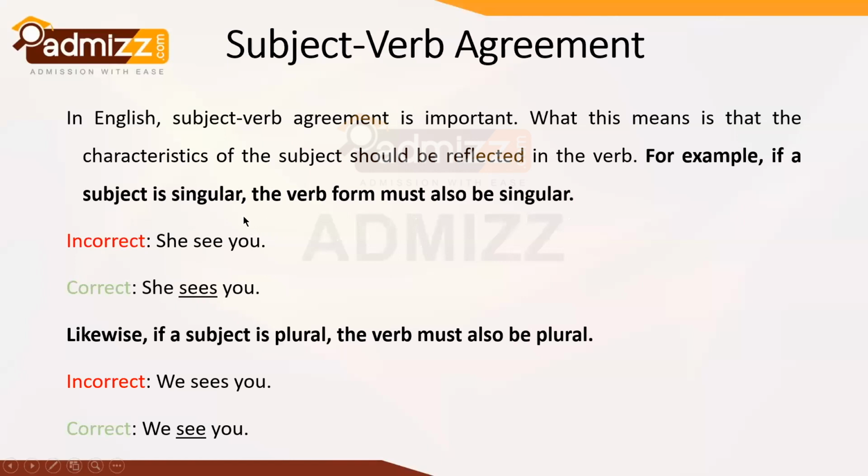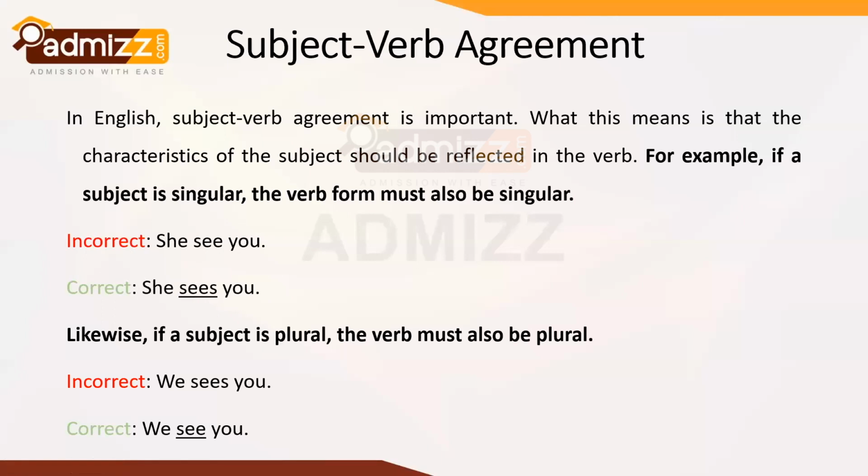Now, what do I mean by this? For instance, read this sentence: she see you. Now, that does not sound grammatically correct at all. The subject is she and the verb is see. The correct form of this sentence would be she sees you, because she is singular and sees is a singular form of the verb.